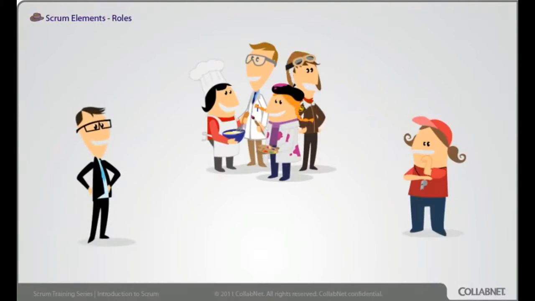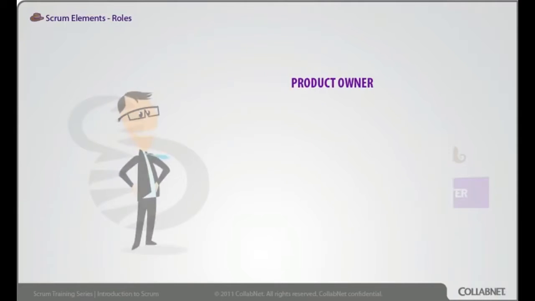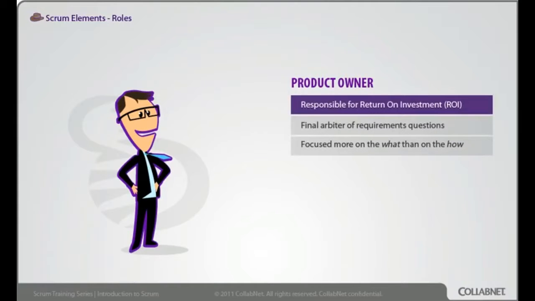There are only 3 roles defined by Scrum, and we'll go through each one. Product Owner, Scrum Development Team, and Scrum Master. The Product Owner is the single individual responsible for return on investment, or ROI, of the product development effort.